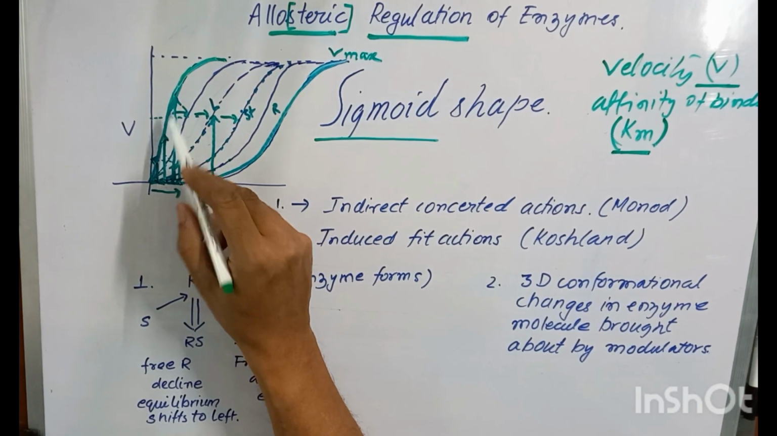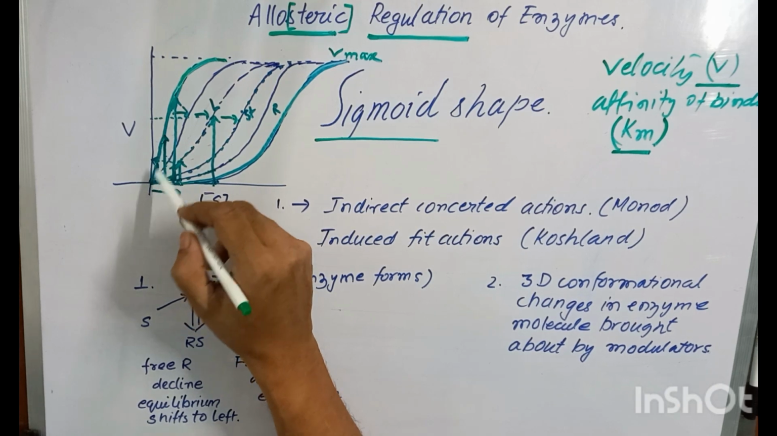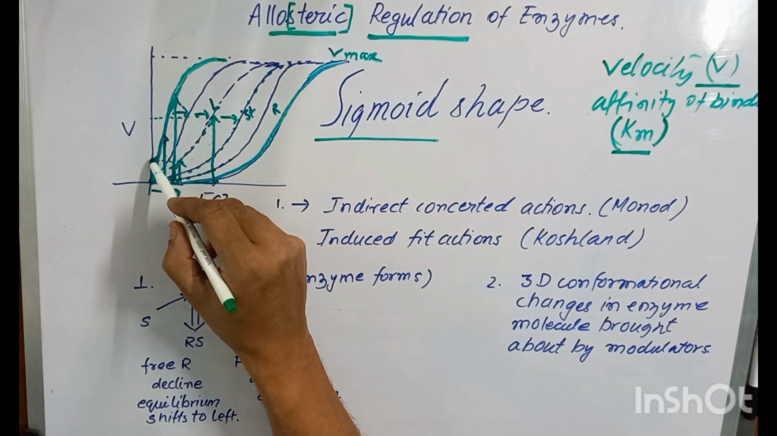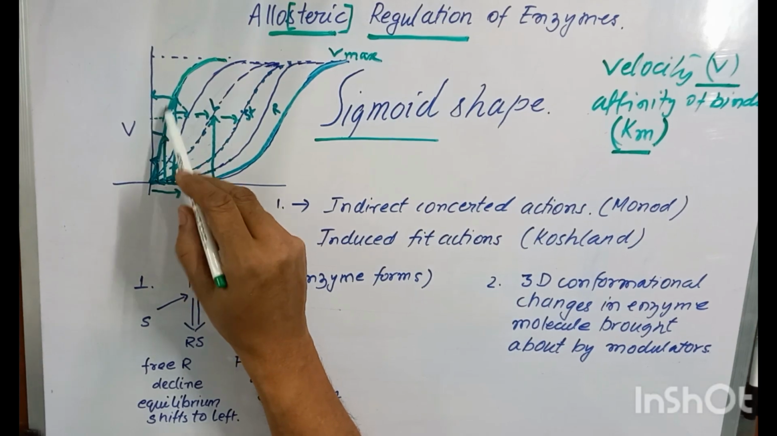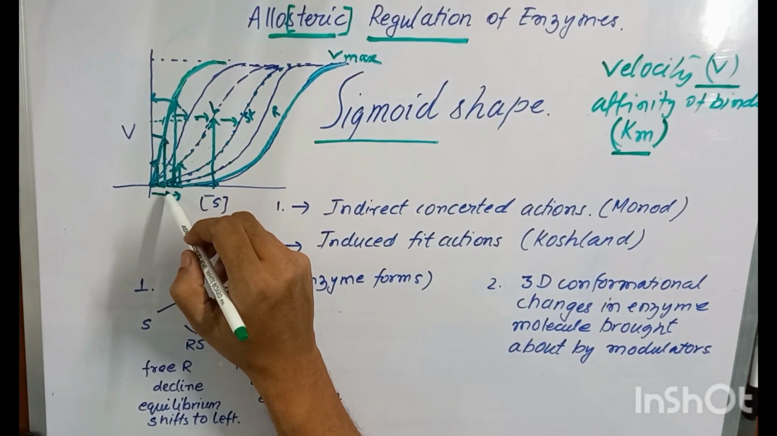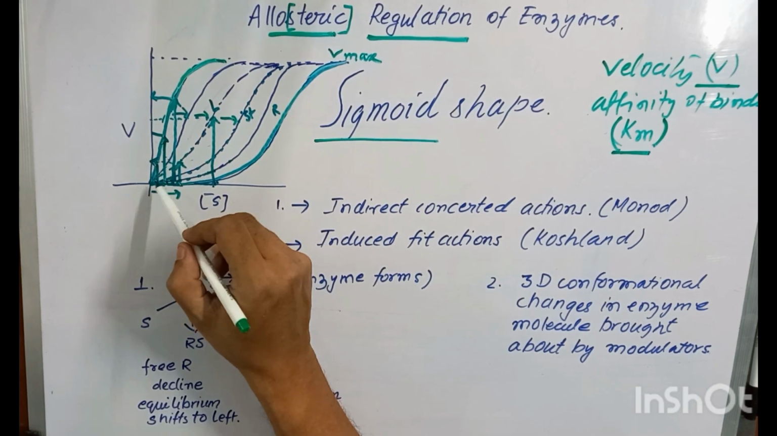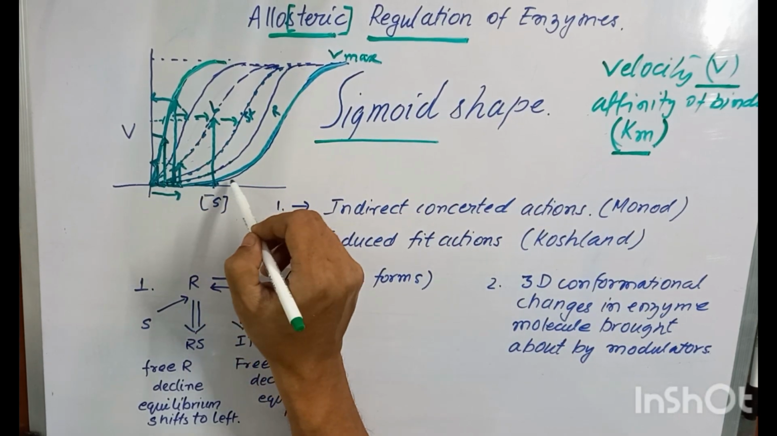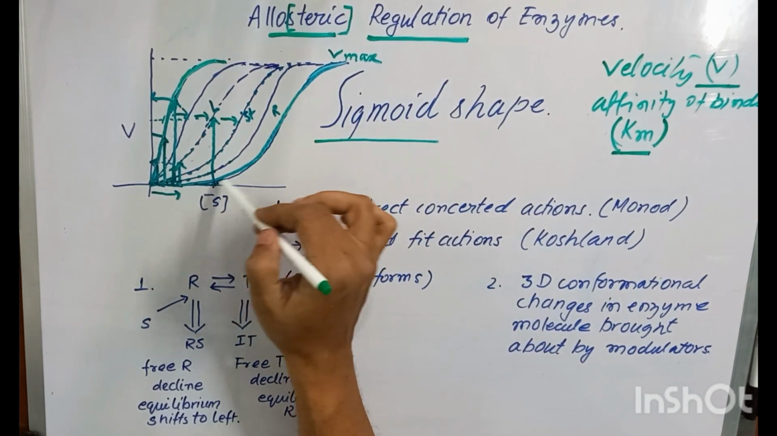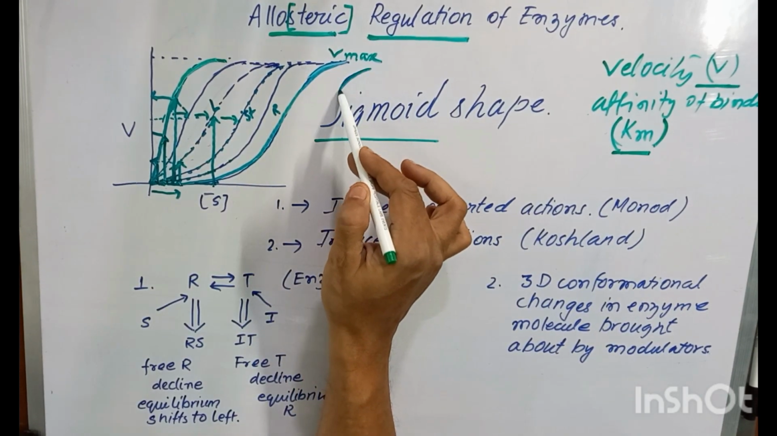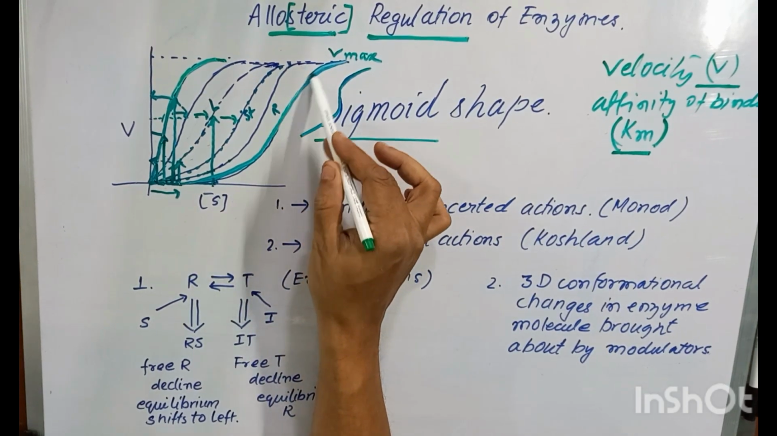So the velocity rise at lower substrate concentrations is much steeper. The velocity is increasing more and more steeply at lower substrate concentrations. So this is the significance of the initial flatness of the sigmoid shape. This is the sigmoid shape, the S shape.